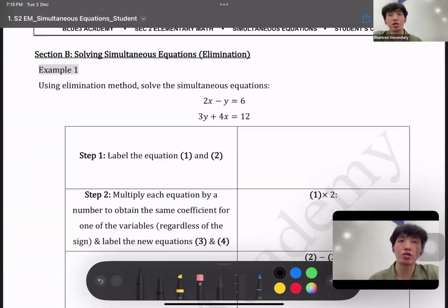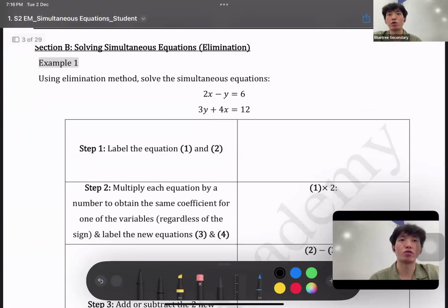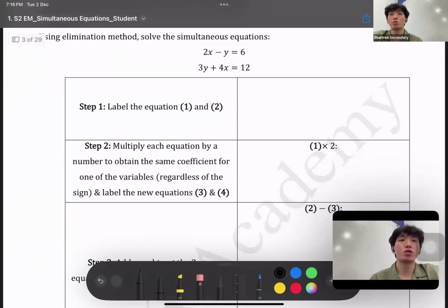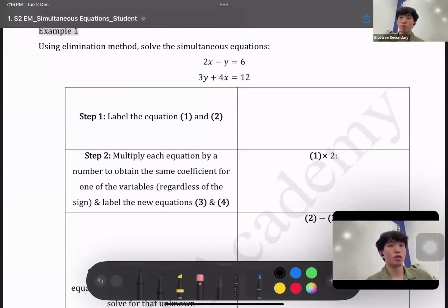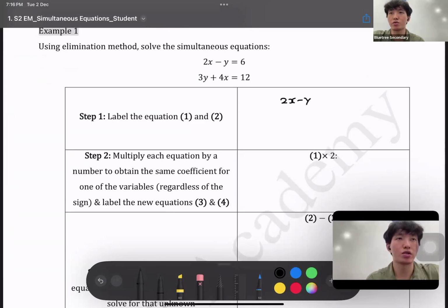So 2x minus y equals 6 and 3y plus 4x equals 12. First of all, we're going to label the equations 1 and 2. That will look something like this: 2x minus y equals 6, 3y plus 4x equals 12. And all we're going to do is just draw a line.